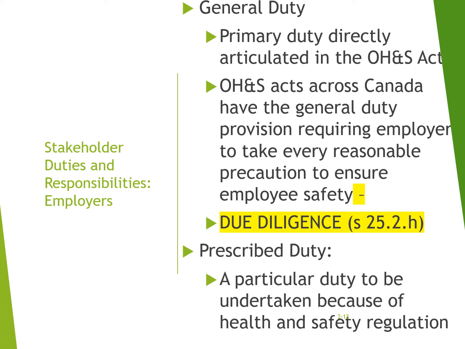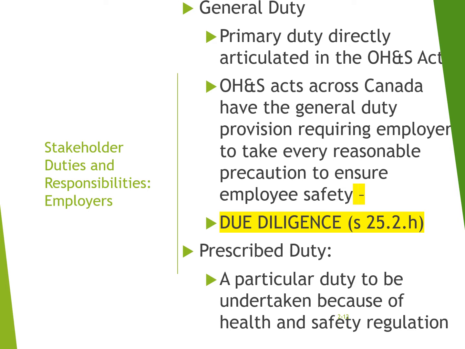Stakeholder duties and responsibilities for employers. The general duty is to follow the Act, to be in compliance with the Act. And the biggest one in terms of the employer's general duty provision is under Section 25(2)(h) of the Occupational Health and Safety Act for Ontario. This due diligence aspect is where the employer needs to take every reasonable precaution to ensure the safety of the workers. And workers don't have to be full-time. They could be part-time. It does not stipulate that you are full-time. And I invite you to exceed that limit and even make it safe for consultants, contractors, make it safe for everyone.